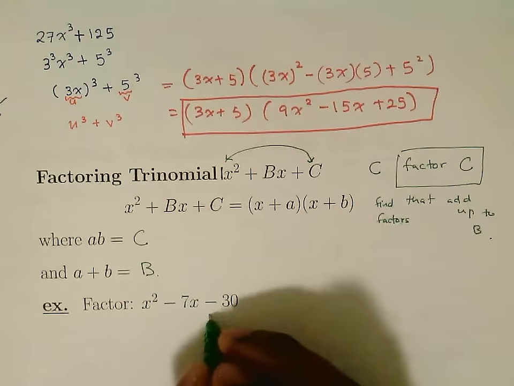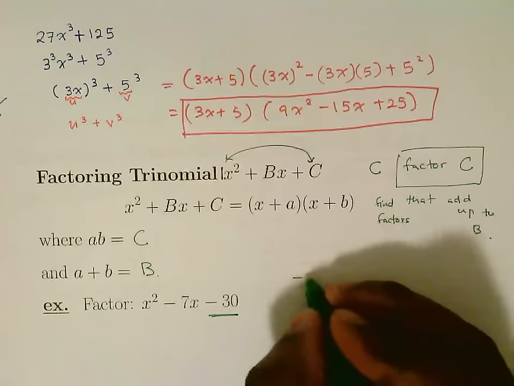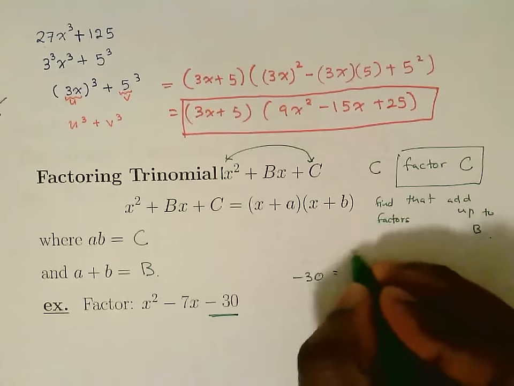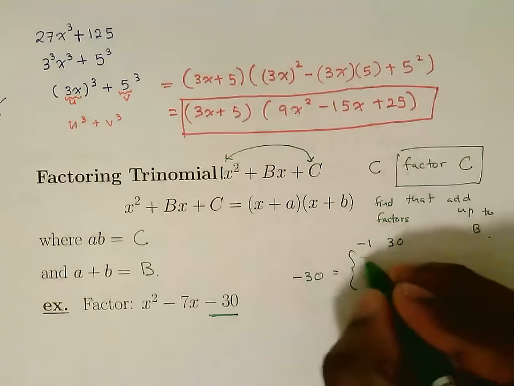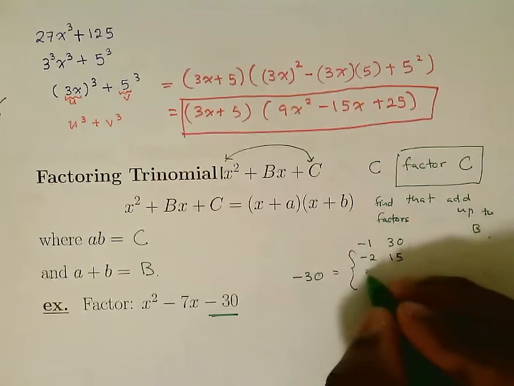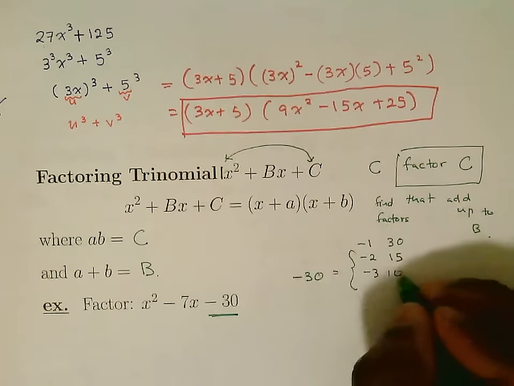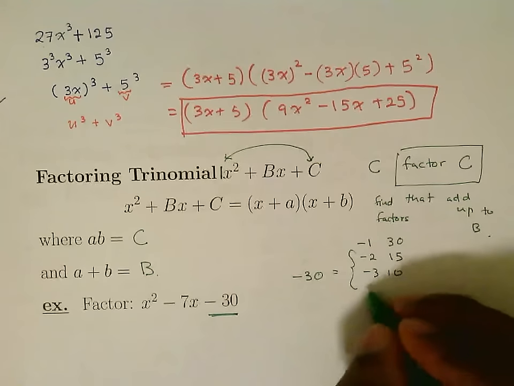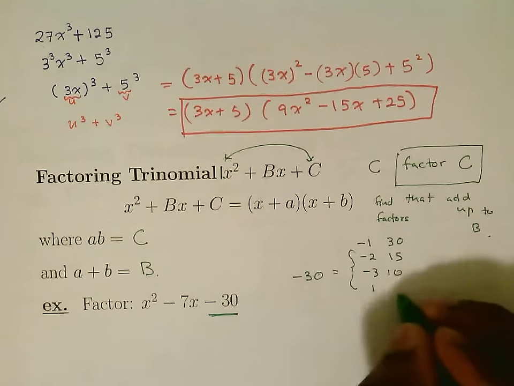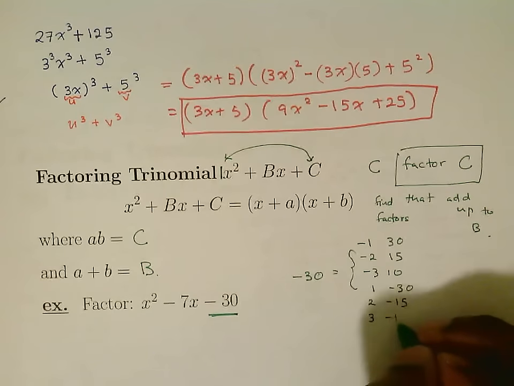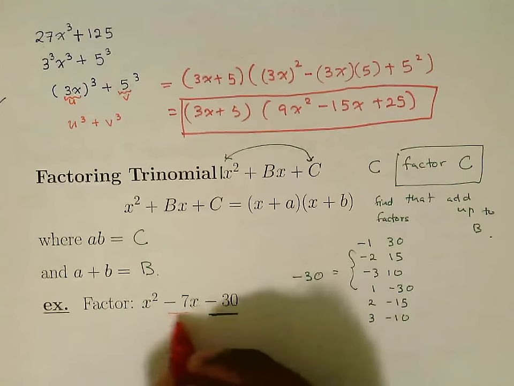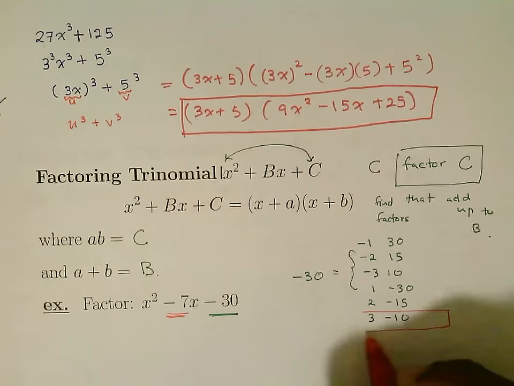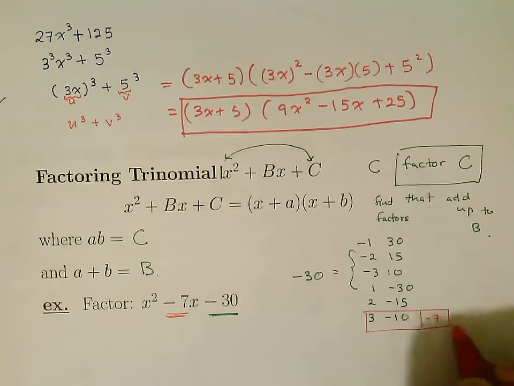Now let us look at this. Factor negative 30. Well, there's a lot of factors. 1 times 30, negative 1 times 30, negative 2 times 15, negative 3 times 10, that's about it. And of course 1 times negative 30, 2 times negative 15, and 3 times negative 10. Now see what factor gives you negative 7, and of course it's this factor, it gives you negative 7.